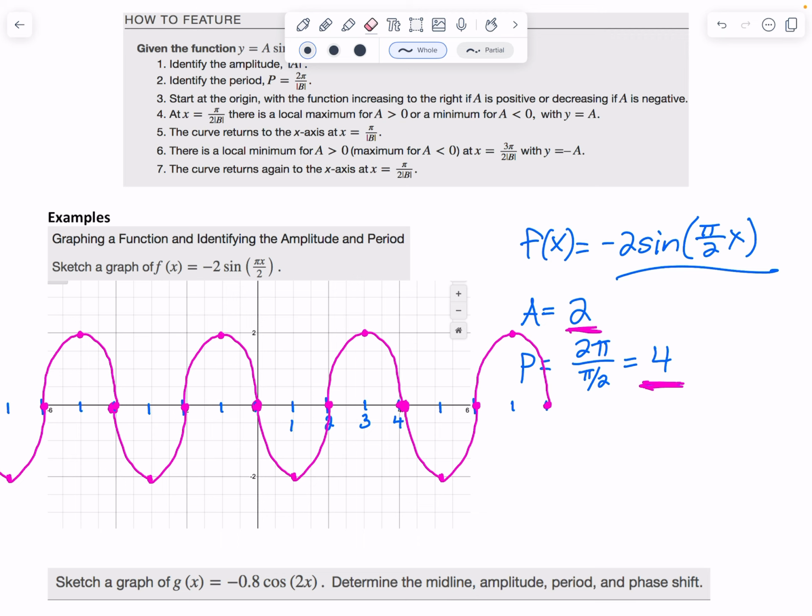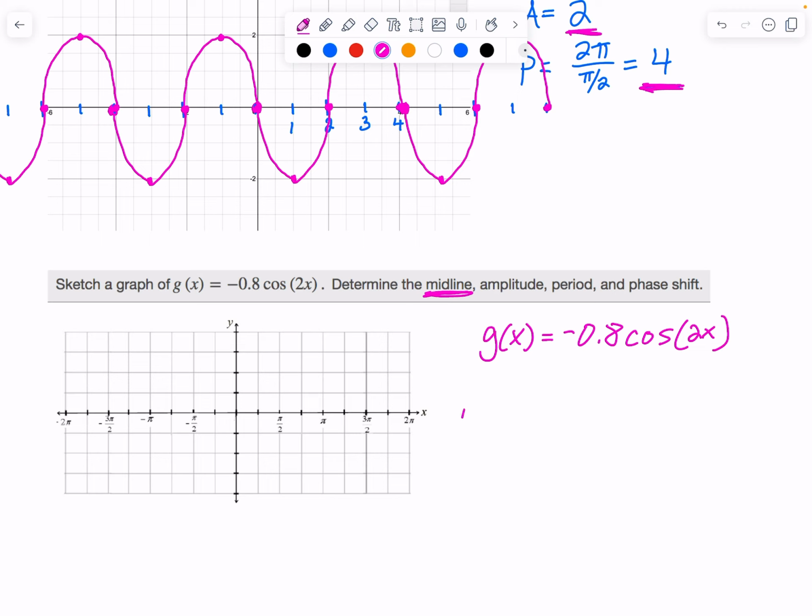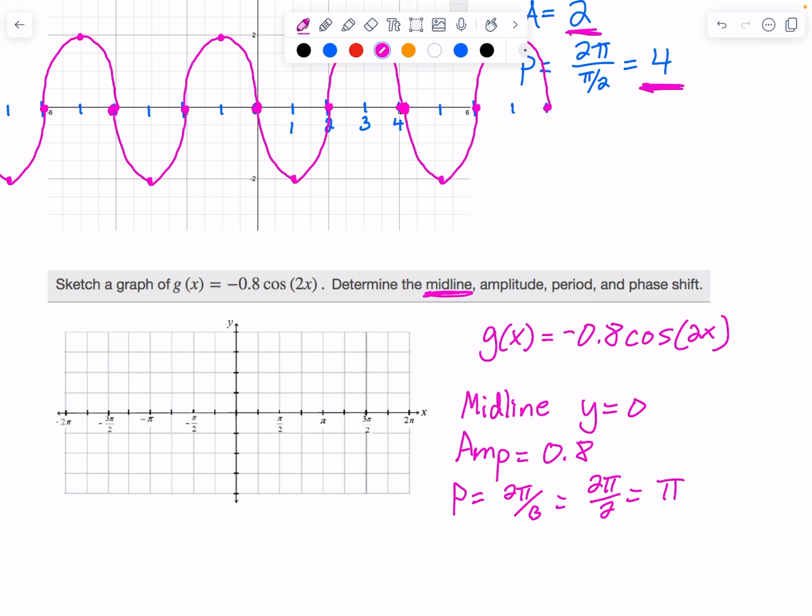All right, let's do another example here. So now we have a cosine function. g of x is equal to negative 0.8 cosine of 2x, and they gave us things they want us to find, maybe that'll help us. The midline is right in the middle. That is y equals 0. It didn't move up or down. Amplitude is 0.8. It'll never be negative. Period is 2 pi divided by b, and in this case, b is 2. So the period is going to happen every pi.